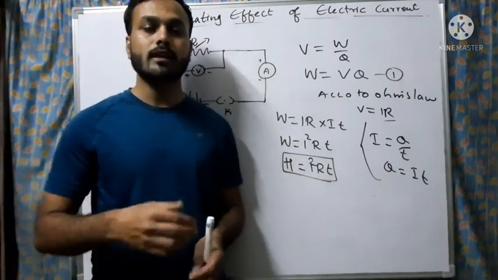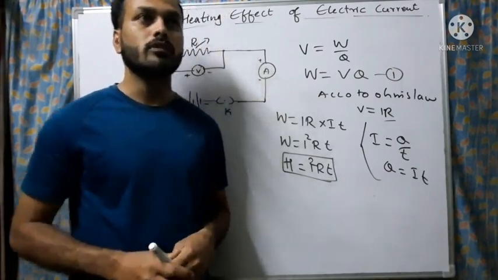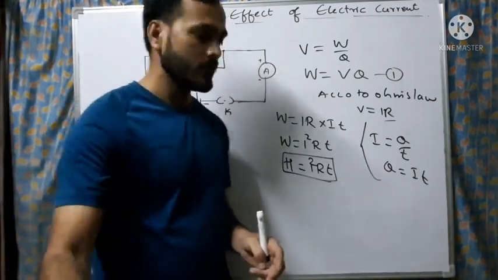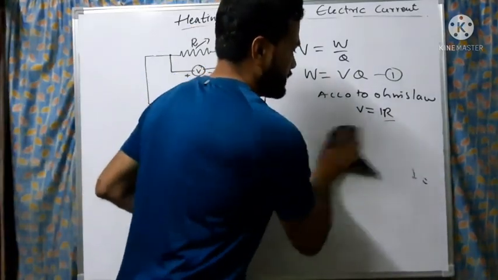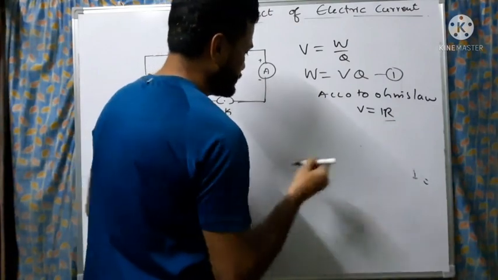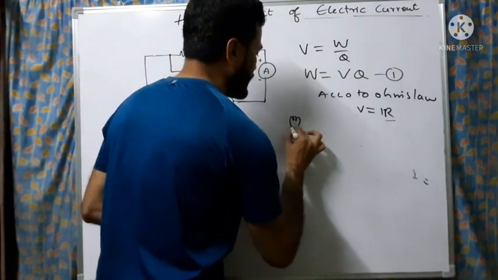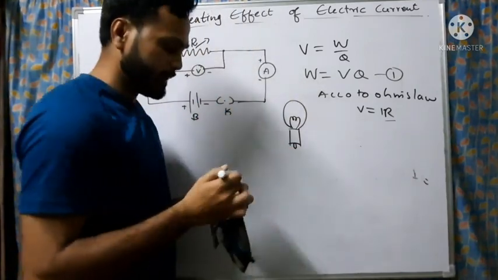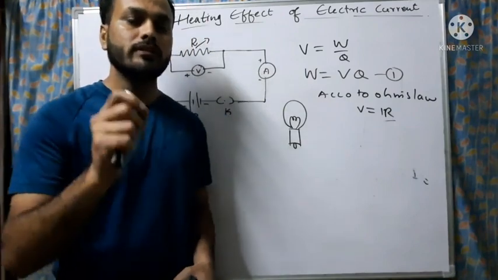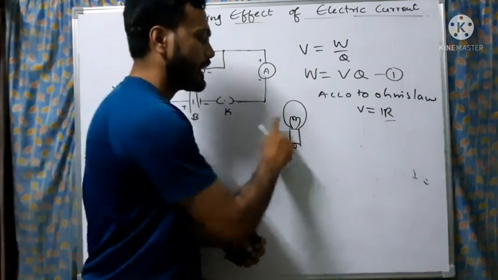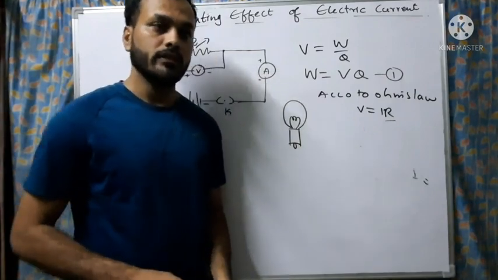So one or two examples we will get into briefly. First we'll talk about the functioning of the electric bulb. See here, an electric bulb has a filament, made out of which material? That is tungsten. There is a reason that the filament of an electric bulb should be made of tungsten.